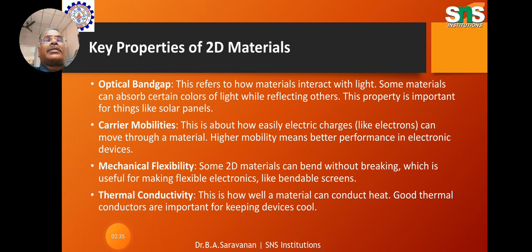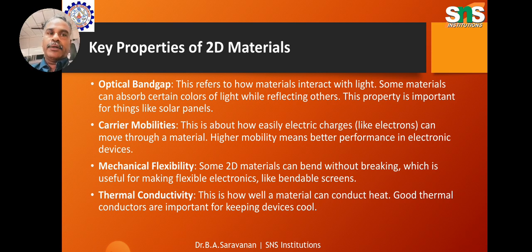Then the key properties. Optical band gap refers to how the material interacts with the light. Some materials can absorb certain colors of light while letting others through. This property is more important for solar panels, so the material must have this optical property.